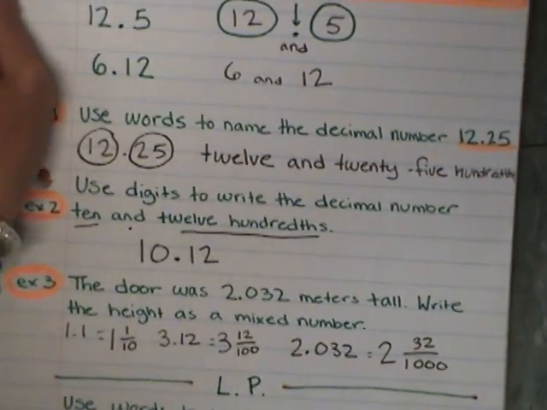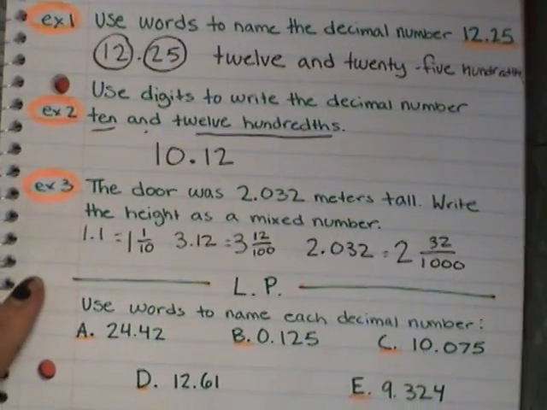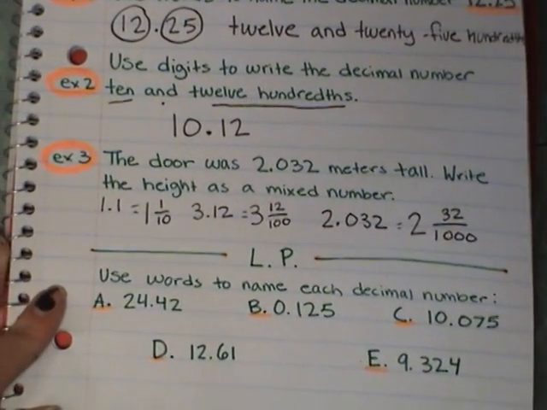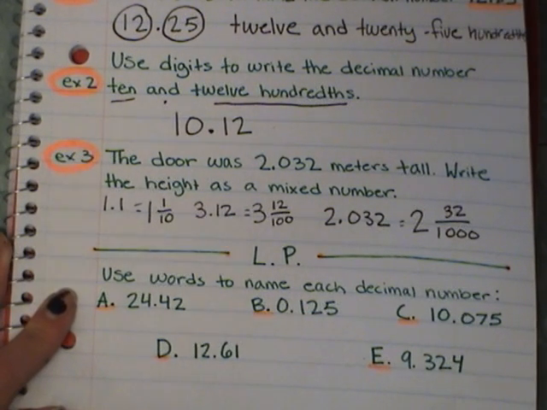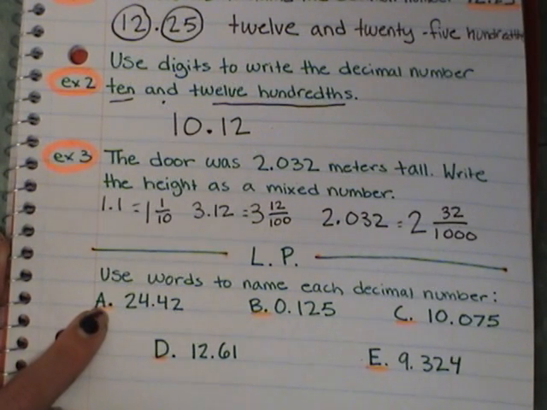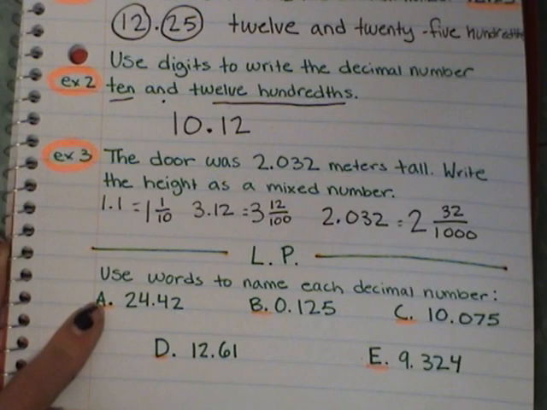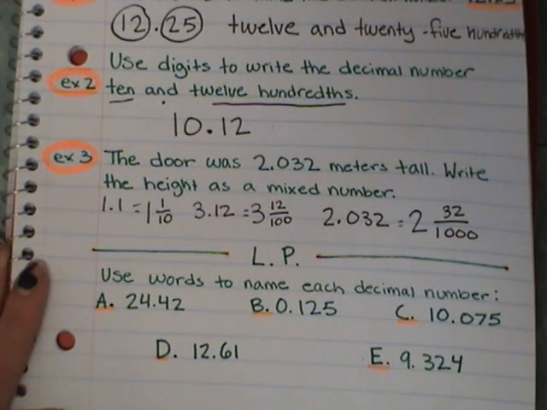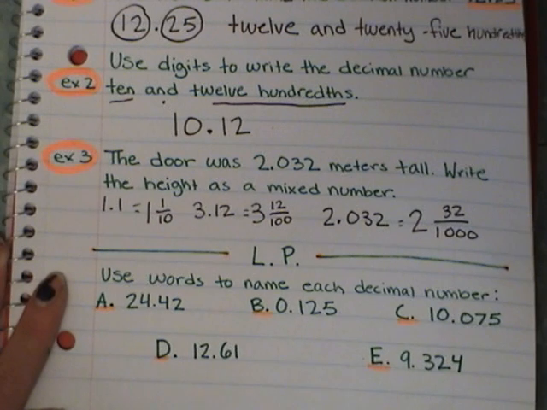Alright, in your lesson practice, it says, use words to name each decimal number. So I'm going to read it like this, just so you have to write it in the real words. A is 24.42, B is 0.125, C is 10.075, D is 12.61, and E is 9.32. Remember, as you name these, break them into 2 different parts. You say the whole number first, and for where the decimal point is, say and, and then name your decimal.